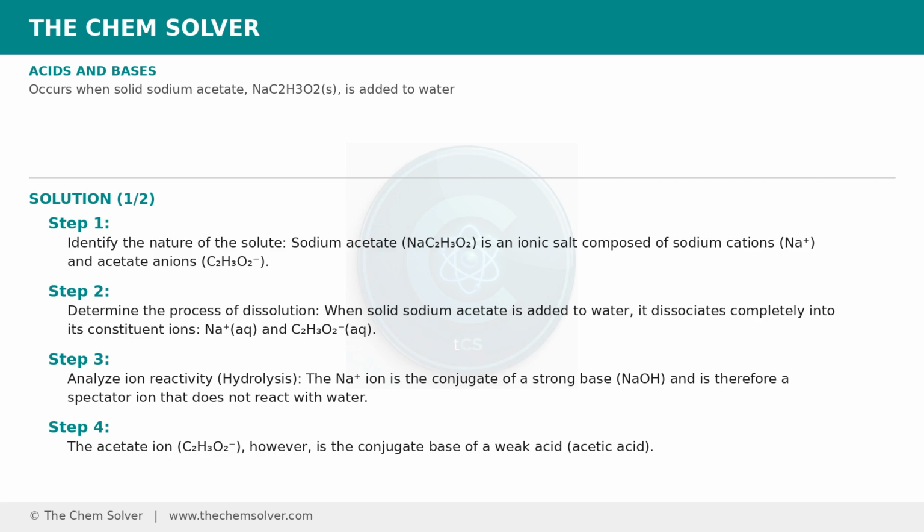When solid sodium acetate is added to water, it dissociates completely into its constituent ions, Na+ and C2H3O2-.